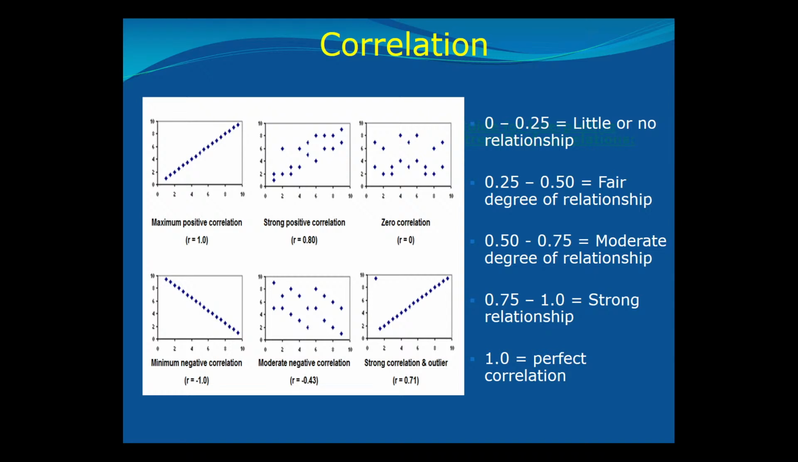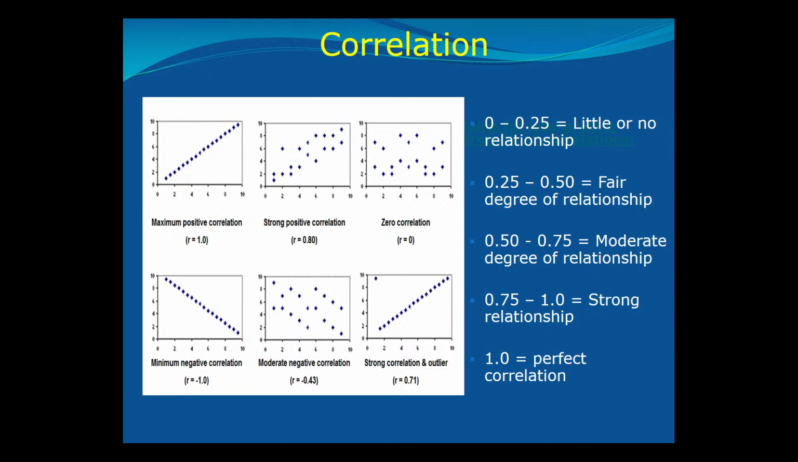If the correlation coefficient varies from 0.5 to 0.7, it is a moderate degree of relationship. And if R is greater than 0.7, we can conclude that there is a strong relationship. If we get a correlation coefficient equal to 1, this means a perfect linear relationship, perfect linear correlation.